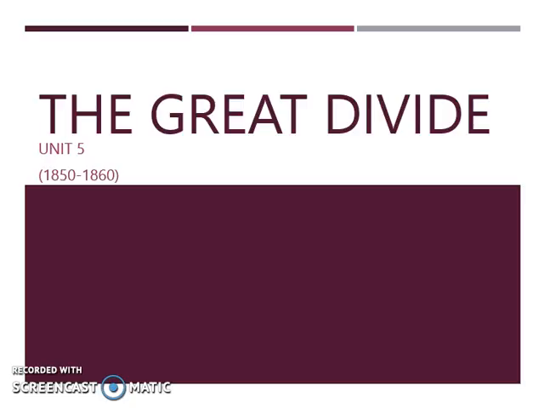1860 is when the Civil War breaks out. So that's why the title of this unit is The Great Divide. We're going to be seeing the North and the South, which are already two very different places, separating even more and really becoming totally divided.